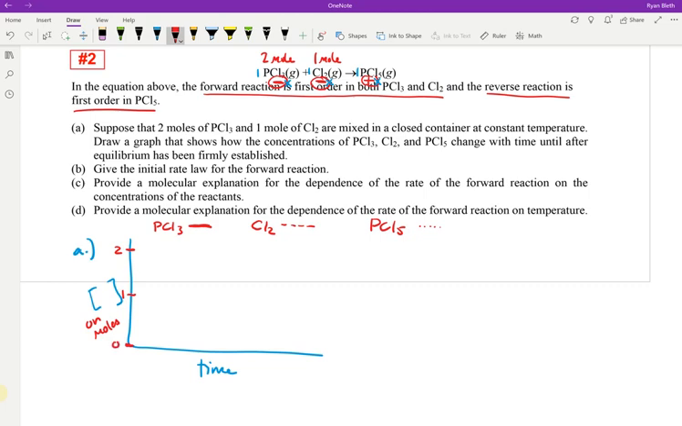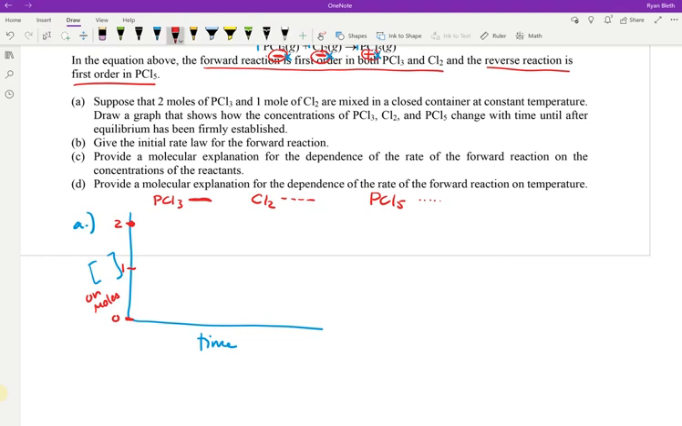And what's going to happen to those amounts with time? Well, if I start out here with PCl3, it's going to decrease with time. And it's going to decrease more rapidly at first because there are more collisions when there are more particles. And then as some of the PCl3 is used up and some of the Cl2 is also used up, both of those will be fewer and fewer particles present and fewer collisions. So the reaction rate will be fastest at first, and then it will gradually slow down and eventually level off.